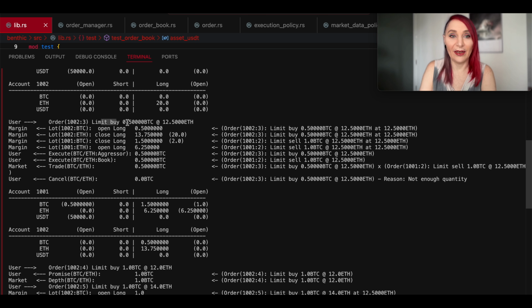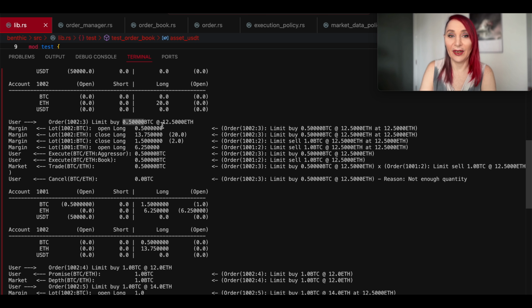They want to buy half a Bitcoin at 12.5 Ethereum. So they will be receiving half a Bitcoin and delivering 12.5 Ethereum. That's what they want. Now, what happens now is there was an order on the book. Remember, I don't print here the books, but there was an order on the book from user 1. There was an order to sell 1 Bitcoin at the price 12.5 Ethereum.